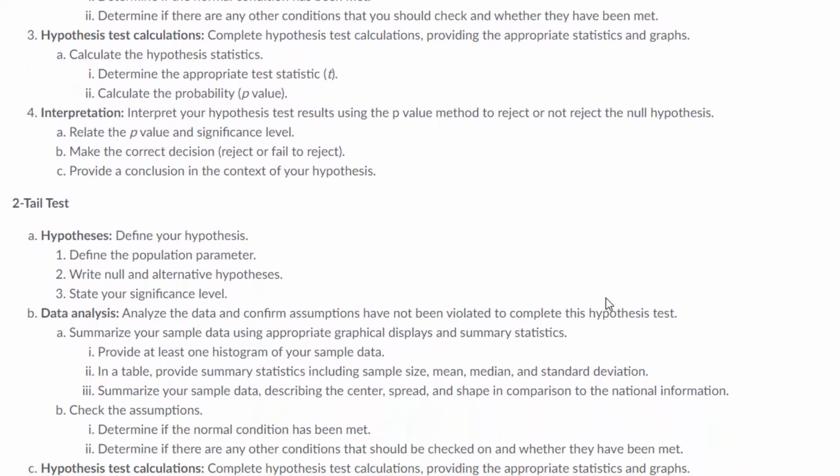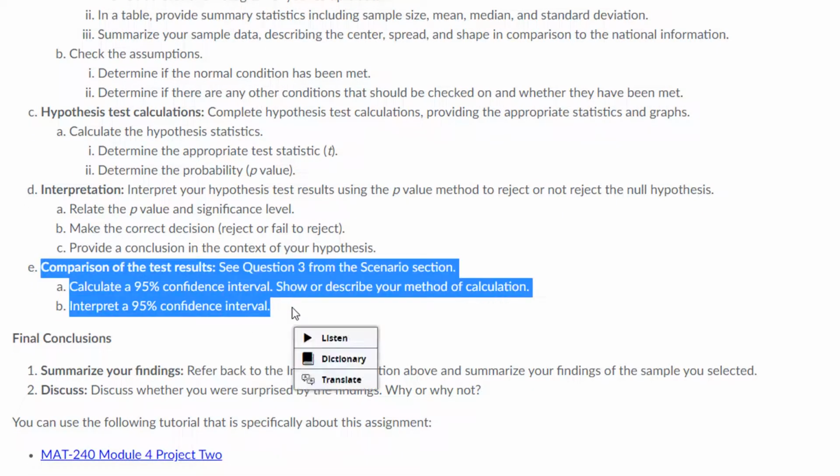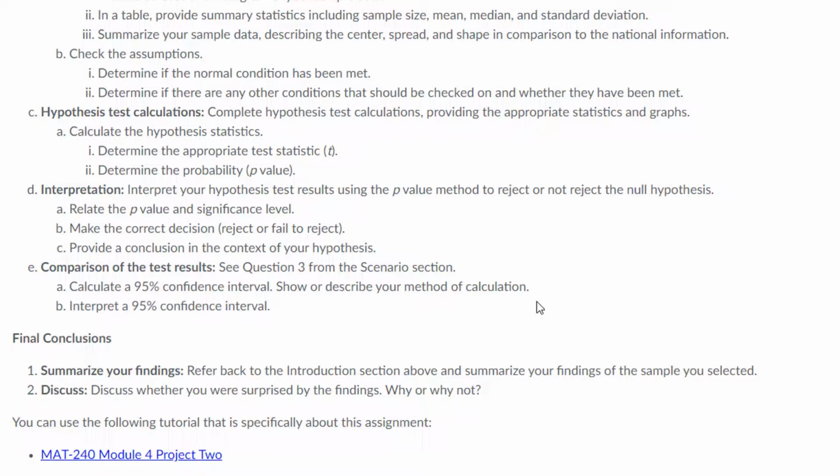Okay, and then the two-tailed test you're asked to do. Remember, at the end of the two-tailed test, you are asked to compare the results to a 95% confidence interval and interpret it. When we say interpret, it means give a clear sentence explaining what it means to somebody who hasn't taken stats, so they would understand what the lower bound and upper bound represent. Like, what do they actually tell us?